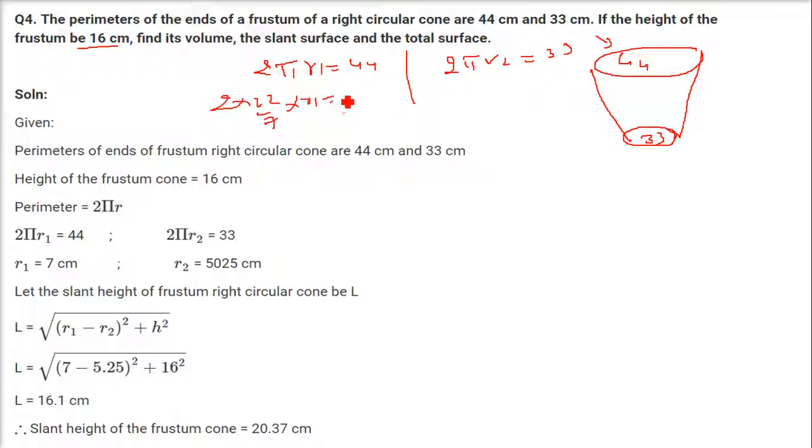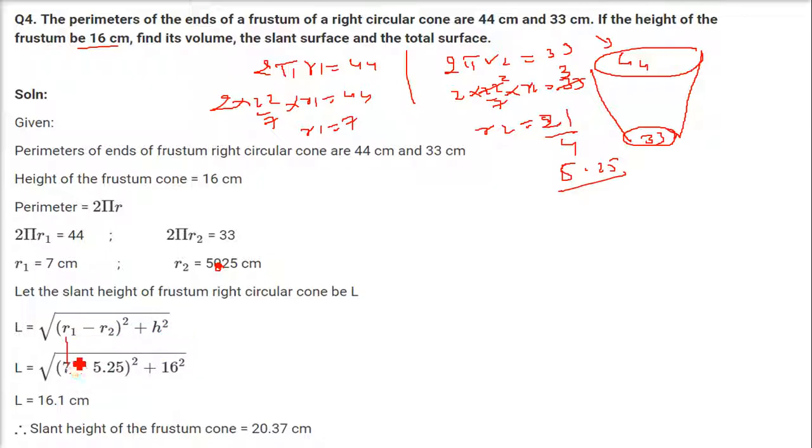This is 2 into 22 by 7 into r1 equal to 44. So r1 will come as 7. Coming to this one, 2 into 22 by 7 into r2 equal to 33. So r2 will come as, see, 11 2s are 22, 11 3s are 33. So 7 3s are 21 by 4, so it will come as 5.25. R2 is 5.25.